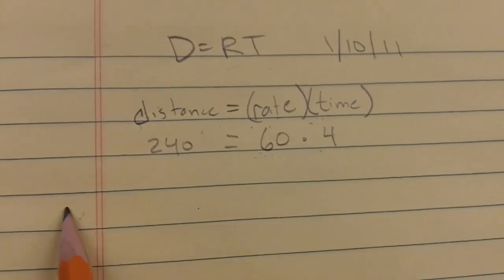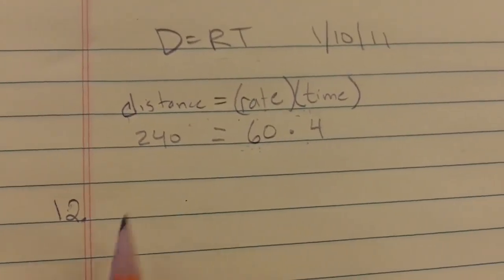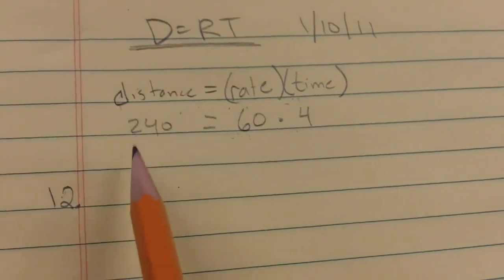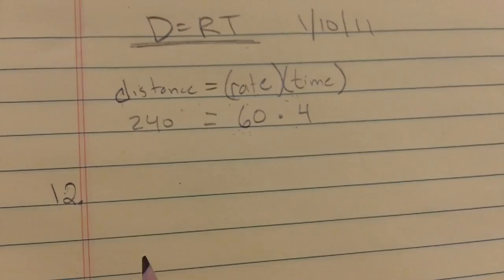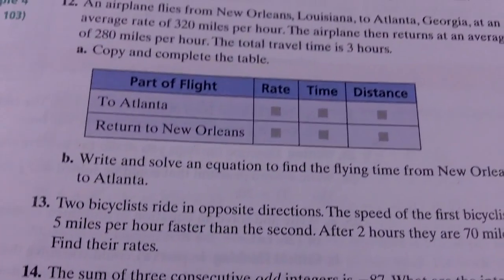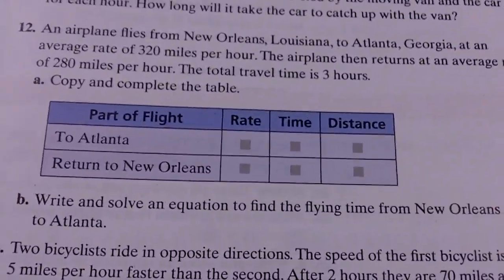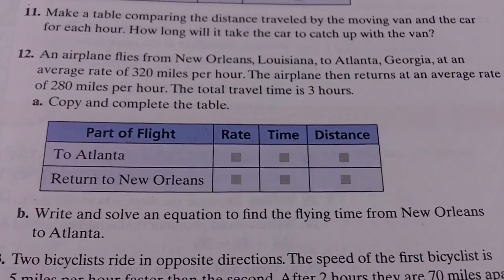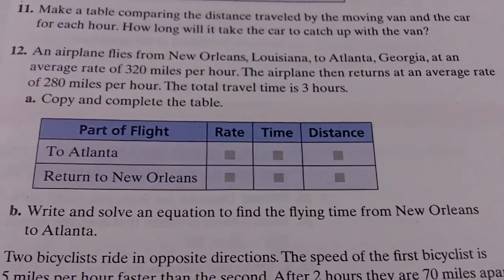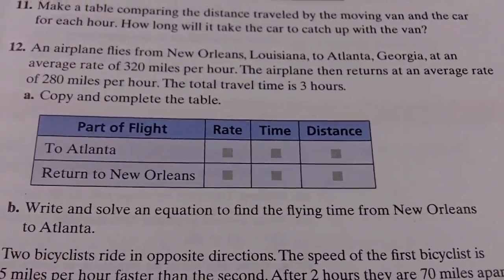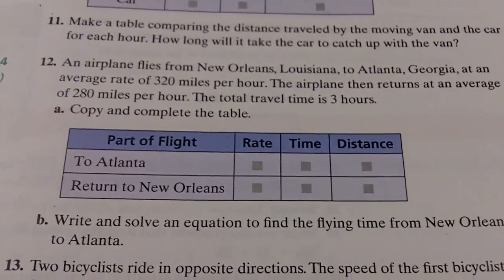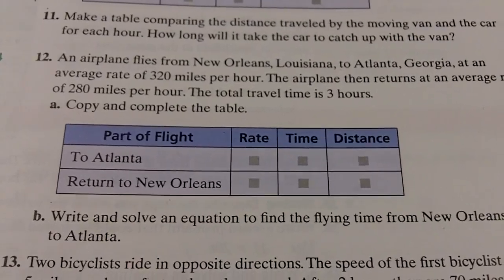I'm going to look at number 12 off your homework. Every time you do a distance equals rate times time problem, figure out this equation. What do you know coming from this equation? We're going to flip over here, read number 12, and then start our work. Okay, number 12. An airplane flies from New Orleans, Louisiana to Atlanta, Georgia at an average rate of 320 miles per hour. The airplane then returns at an average rate of 280 miles per hour. The total travel time is 3 hours. Copy and complete the table.